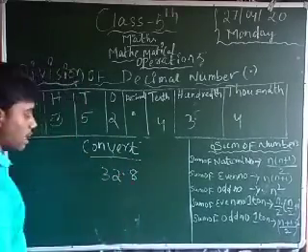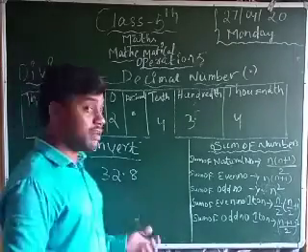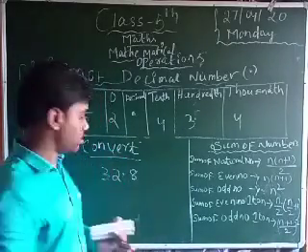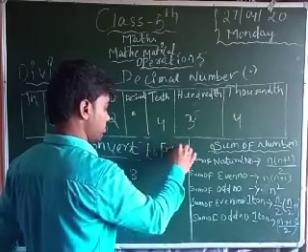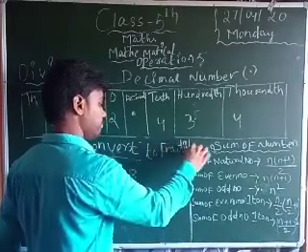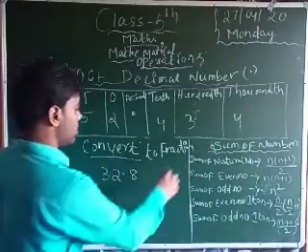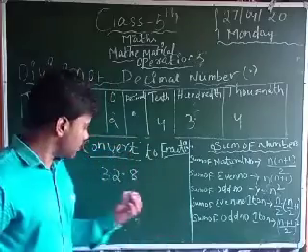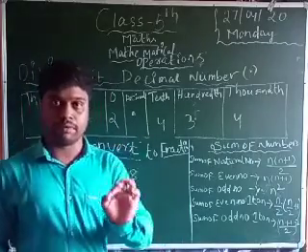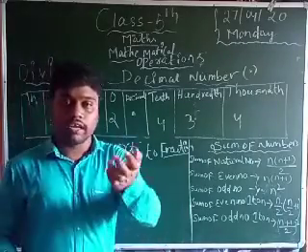Take 32.8. This is a decimal number, and this decimal number can be converted into a fraction-like structure. A fraction means numerator and denominator. This is the one most important thing: this decimal number can now be written in fraction-like structure.